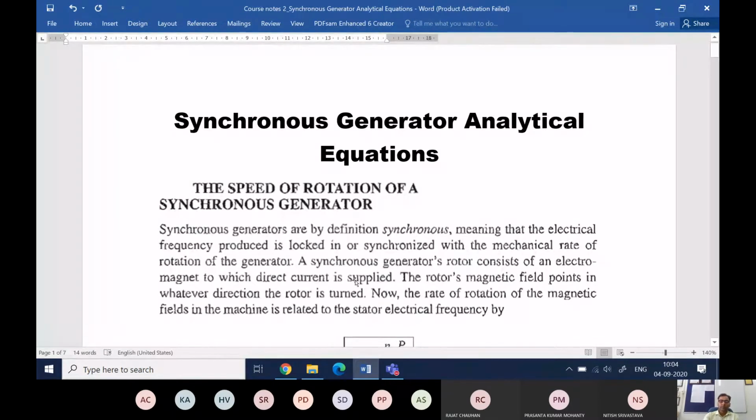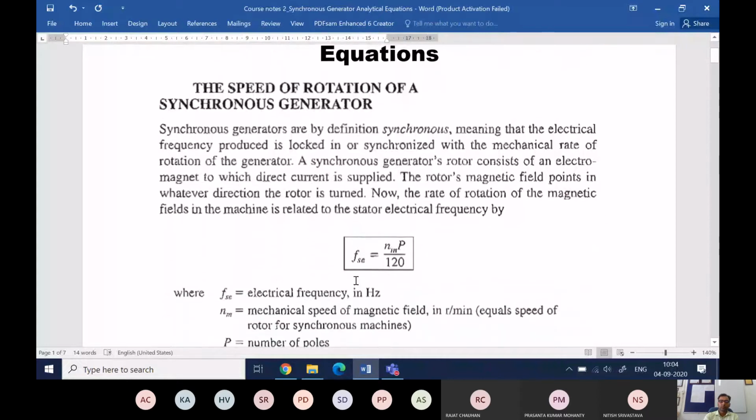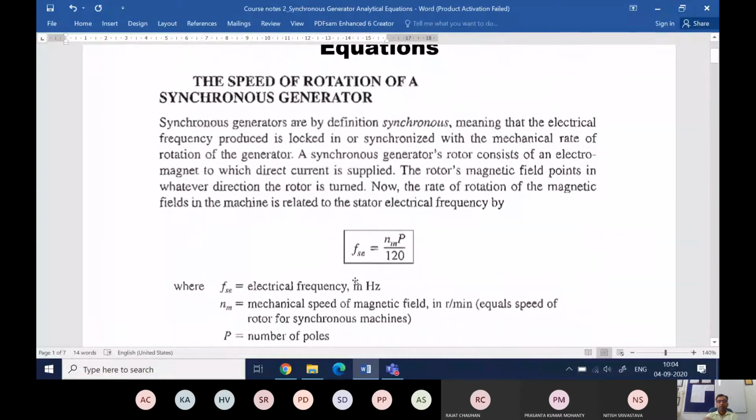So the relationship is given as follows. The electrical frequency f_se, where s indicates the subscript stator, is the frequency of the current and voltage induced in the stator winding, or the armature winding, which is on the stator. This frequency is electrical frequency, therefore e and s, because we are talking about the stator. This electrical frequency induced in the armature winding is given by this simple equation: f_se = Nm times P divided by 120.